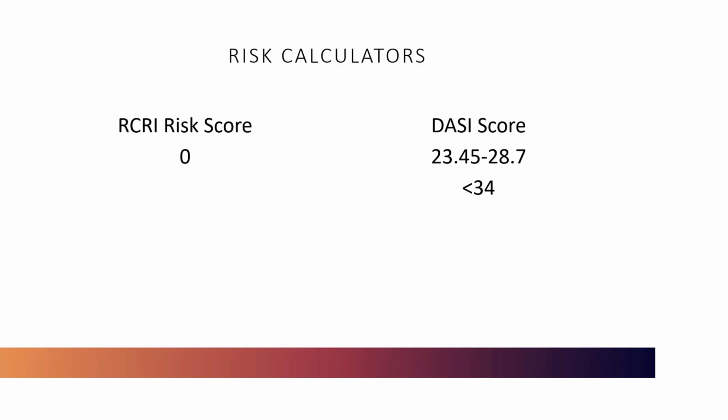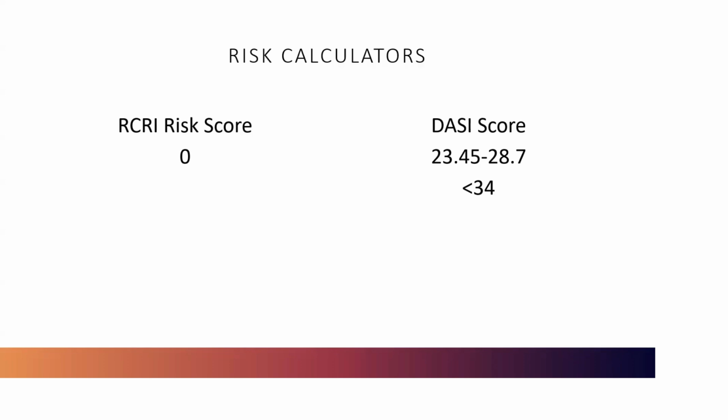Just as important, if not maybe more important, is something called a DASI score. And this is the Duke Activity Status Index. And it was a little low. So the higher, the better. And below 34 is considered higher perioperative risk for any patient. It means they're not as active. They may be a little frail.